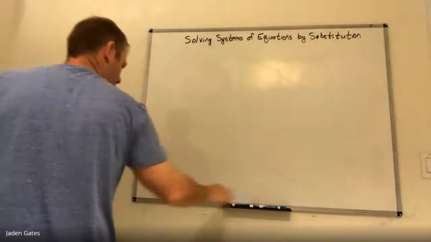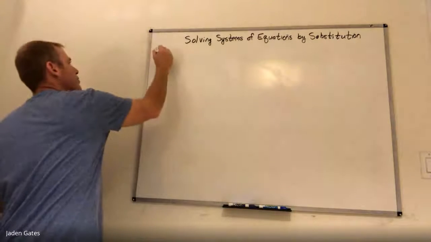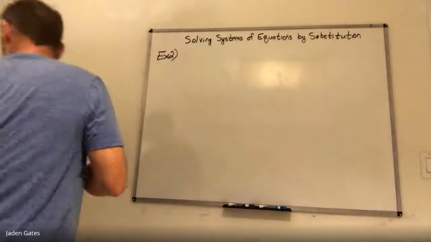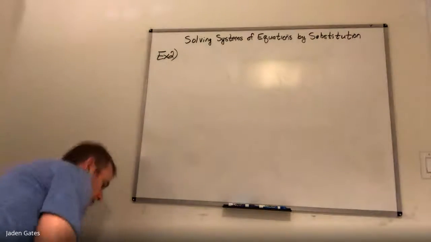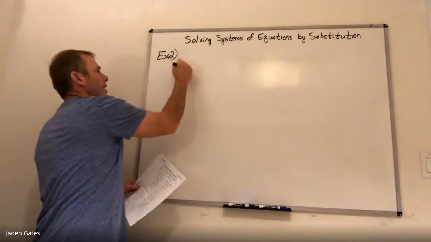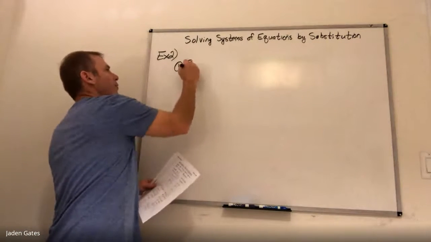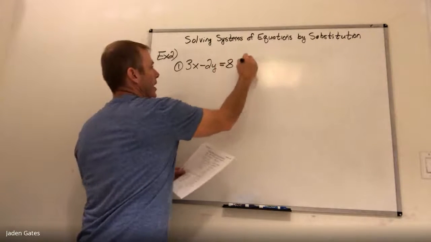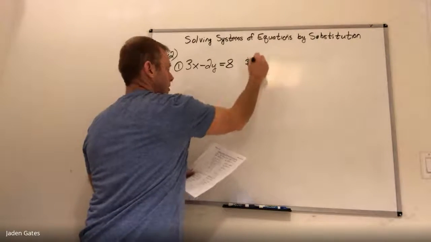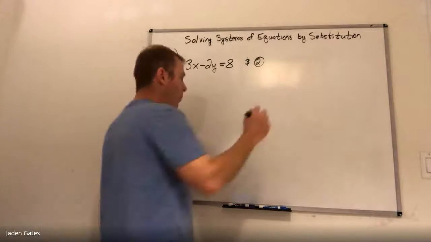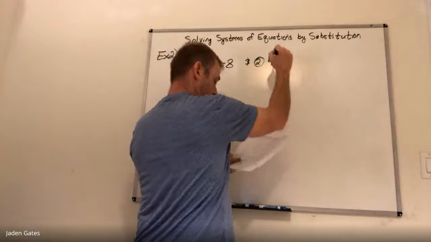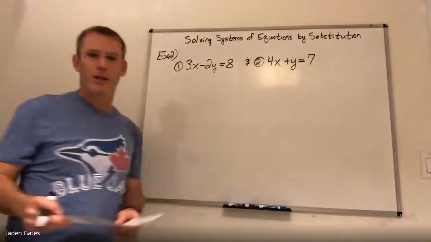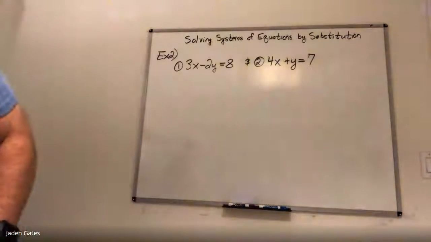All right, so we have, again, example 2, two equations. And again, they're not going to look nice like we had before last unit. All right, so I have 3 at first equation. Again, this is called standard form. 3x minus 2y equals 8. And my second equation, which is 4x plus y equals 7.